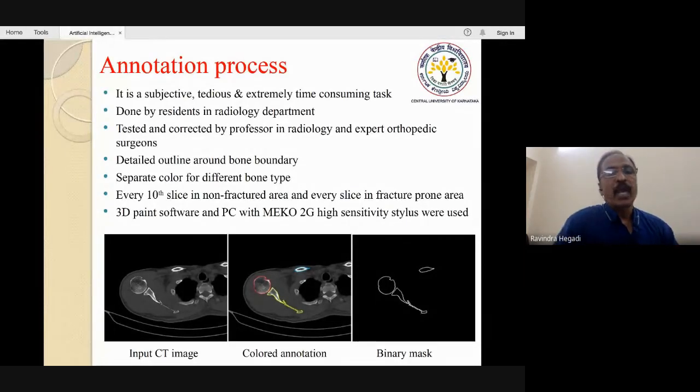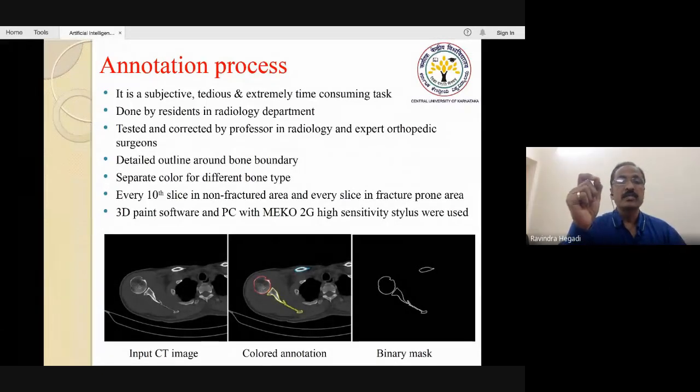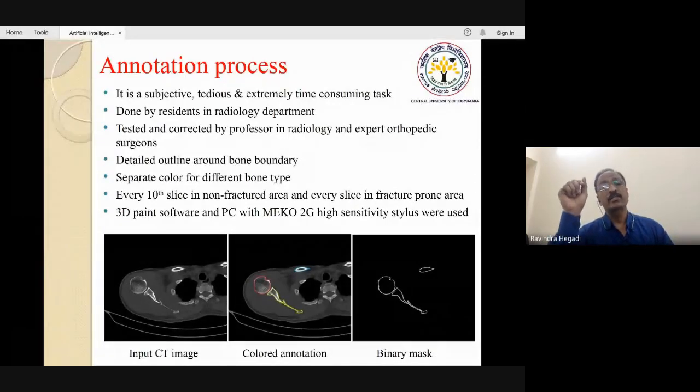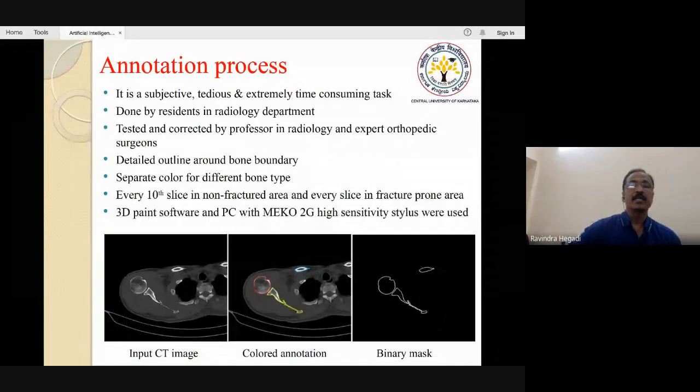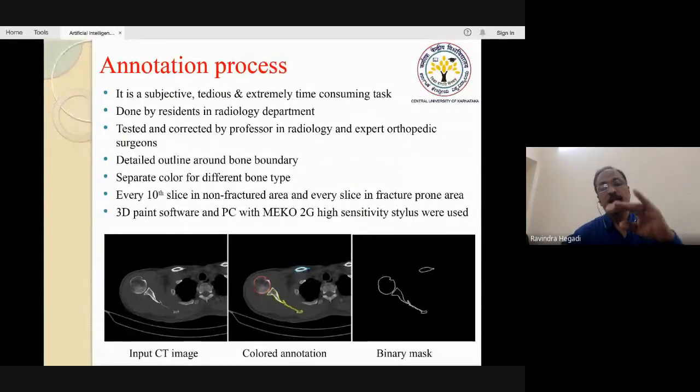What is annotation basically? Annotation is subjective, and it is a tedious and extremely time-consuming task. To conduct one annotation, we require at least 3 to 4 hours of time, and these are done by the radiologists. They are done by the residents in the radiology departments. In the medical hospital, you can find some people known as residents. They may be researchers, they may be PG students. They have done this annotation, and then it was tested and corrected by professors. So after their annotation, we showed this to professors and seniors.